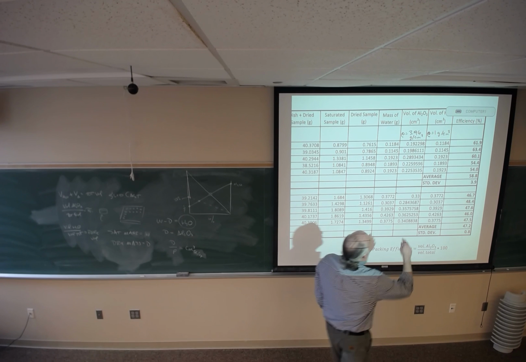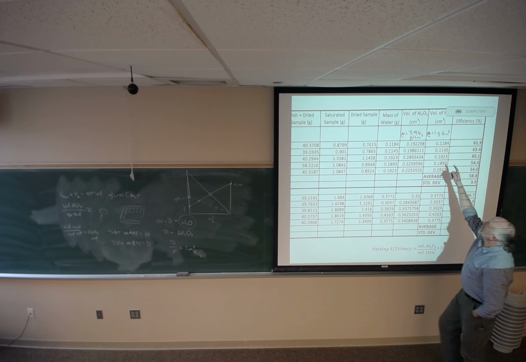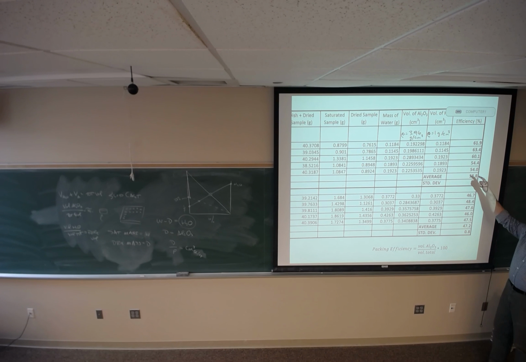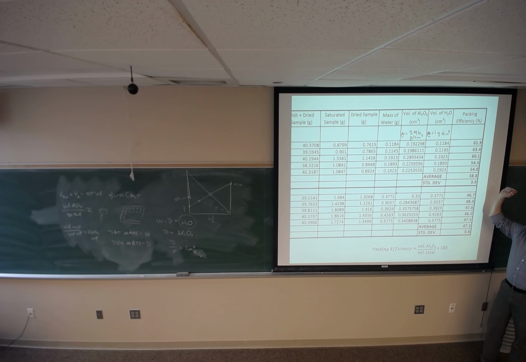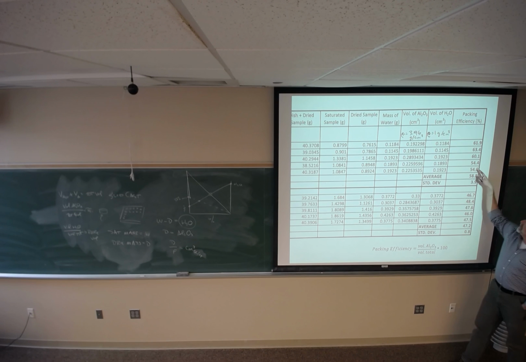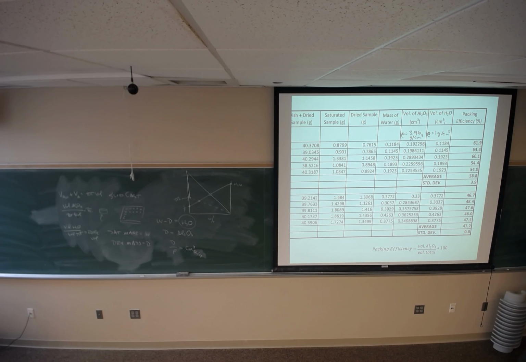So what I get then is the volume of alumina and the volume of water. Those two added together, divided by the density, gives me my packing efficiency. What he finds is that for slip cast, he has an average of about 59%. So it's not 50%, it's about 59%. He has a relatively large standard deviation, 59% plus or minus 4. Why?